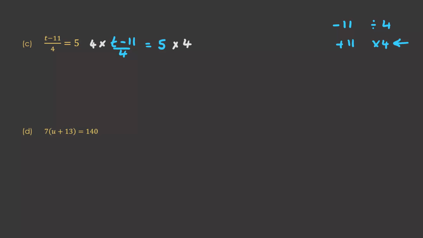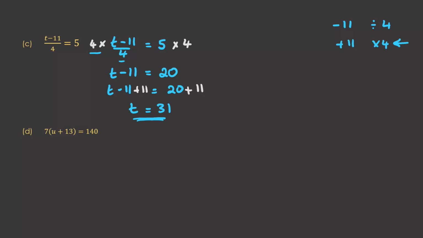Now on the left, the inverse operations mean that I end up just with t minus 11. Over here I've got 20, and then what I want to do is add 11. So t take away 11, and I'm going to add 11 there and add 11 over here, and that gives me t equals 31.